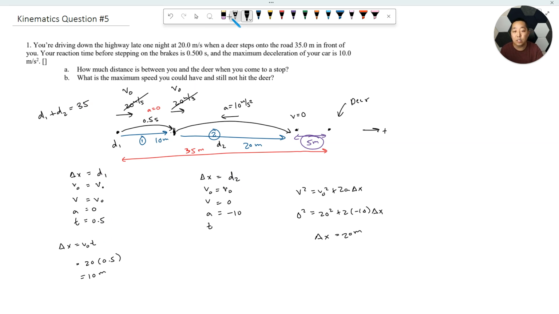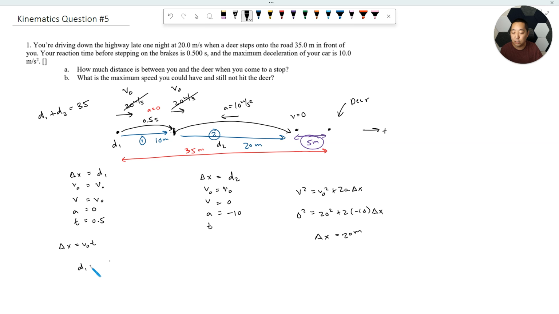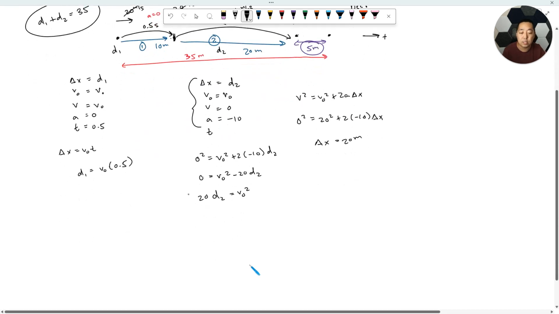And again, we want to relate everything that we just did. The distance for this motion, D1, is equal to V0 times 0.5. And then same equation here. What relates these equations? Same thing, we're going to get 0 squared is equal to V0 squared plus 2 times negative 10 times D2. So if we know what D1 is, we're going to solve for D2 and plug that in. So 0 is equal to V0 squared minus 20 D2. That means 20 D2 is equal to V0 squared, and then D2 is equal to V0 squared over 20.